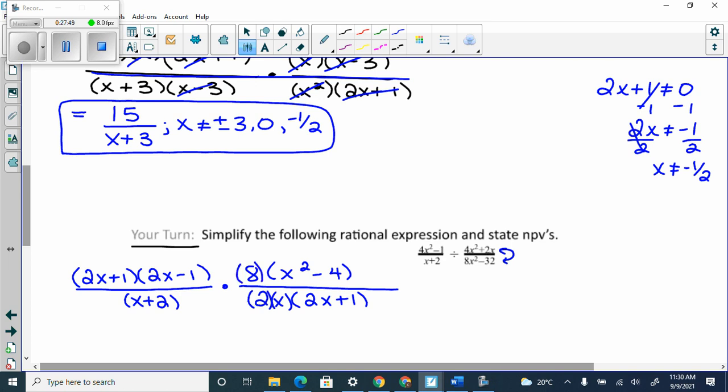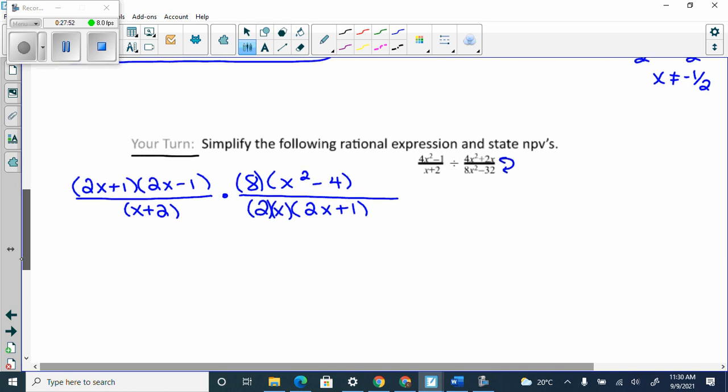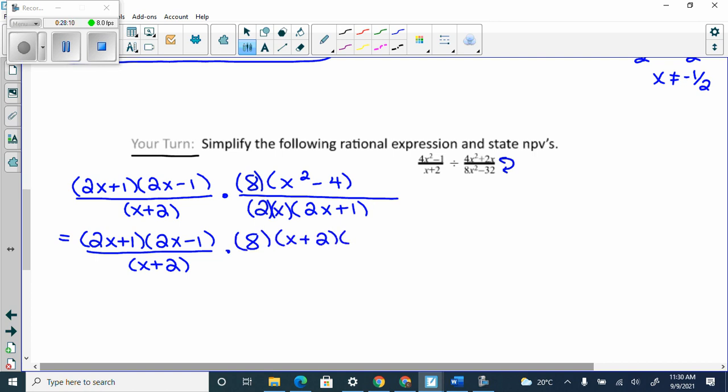In their own brackets. X squared minus 4 is the difference of squares. So I'm going to get 2x plus 1, 2x minus 1, x plus 2, times 8. X squared minus 4 is x plus 2, x minus 2, over 2 times x times 2x plus 1.